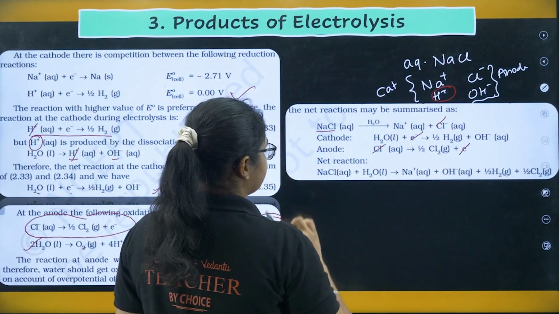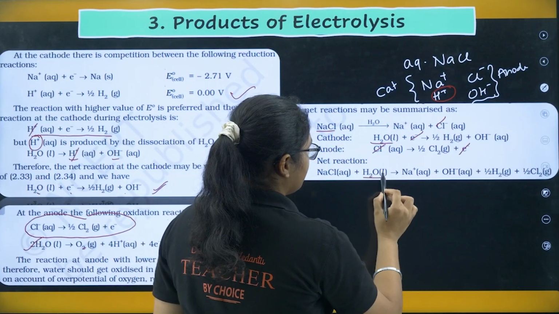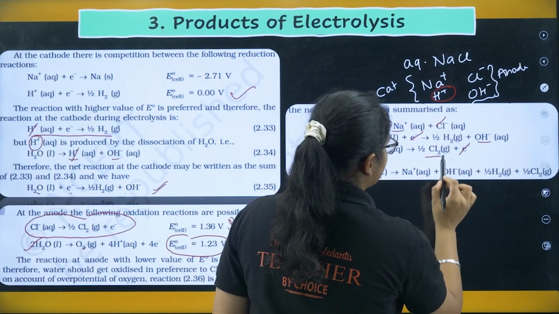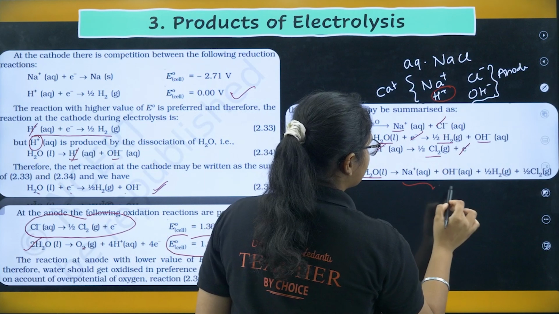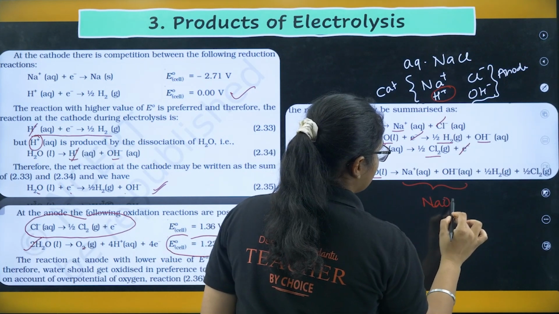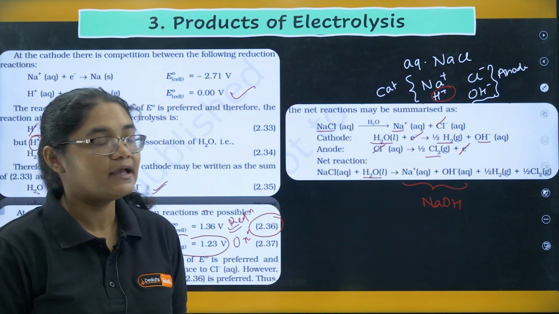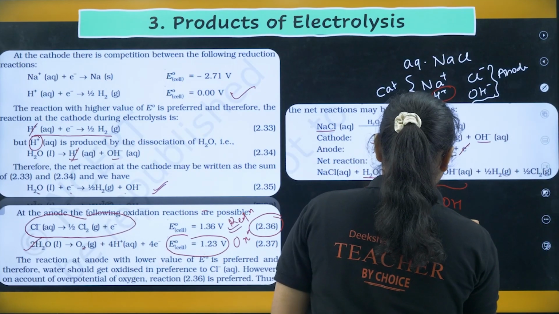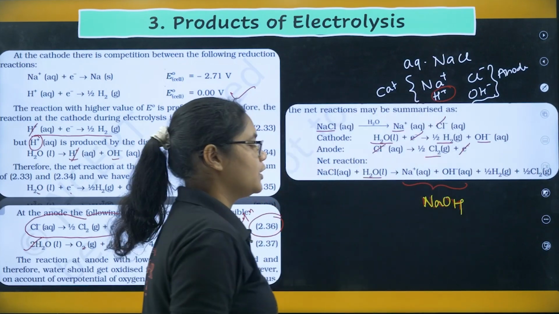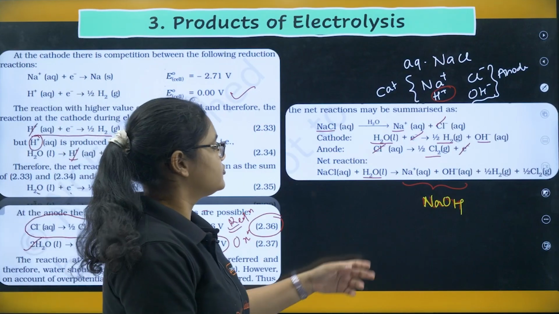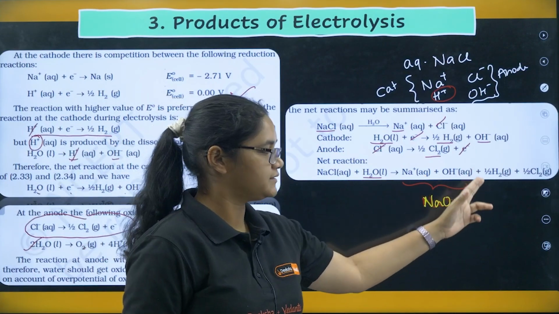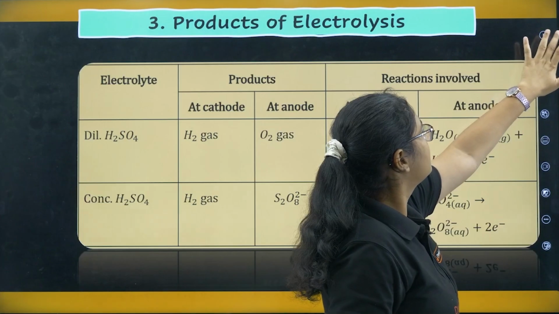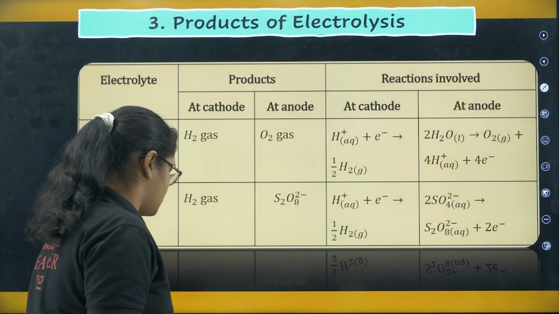So I have NaCl plus water gives Na plus, OH minus, plus Cl2 gas plus H2 gas, and these two can be written as NaOH. So the product will be NaOH plus half H2 plus half Cl2. Like this we have different examples.